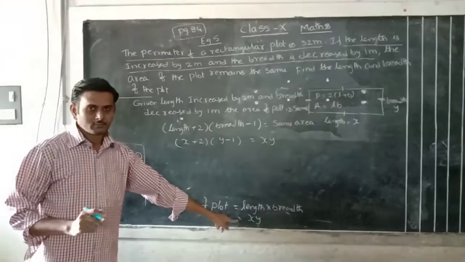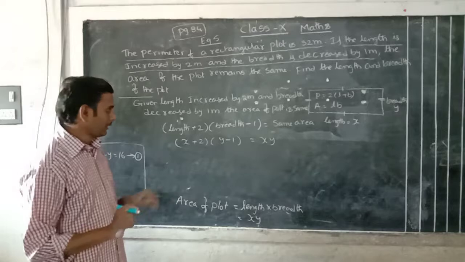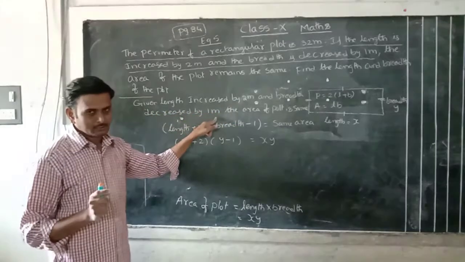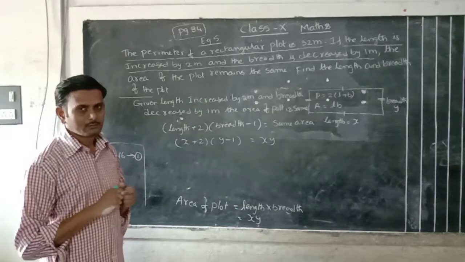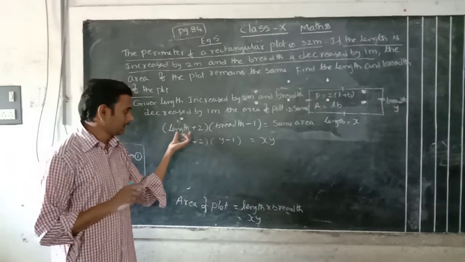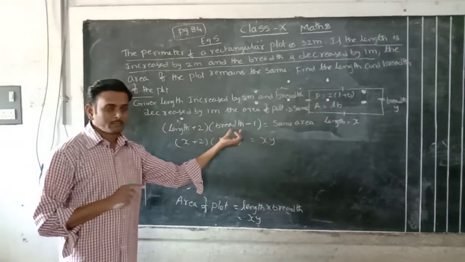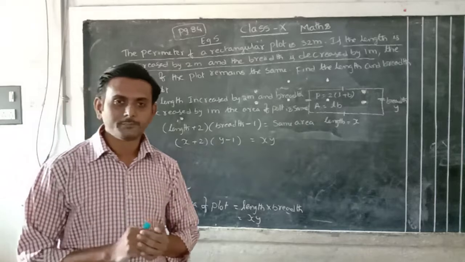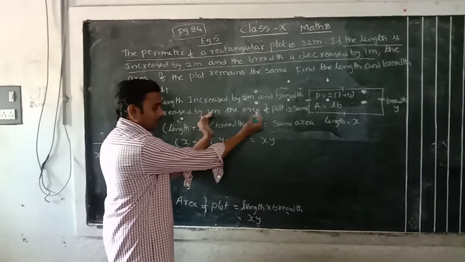Previously I calculated the previous area, and that same area is maintained here. One thing to remember: the length is increased by 2 and the breadth is decreased by 1. After the changes happen, we calculate the area. So I multiply: I increase the length by 2, I decrease the breadth by 1, and after that I multiply. Multiplying length by breadth gives the area. This is the total length after the increase, and this is the total breadth after the decrease.